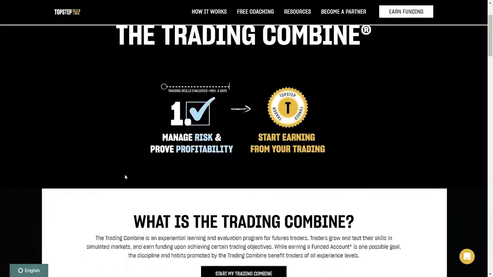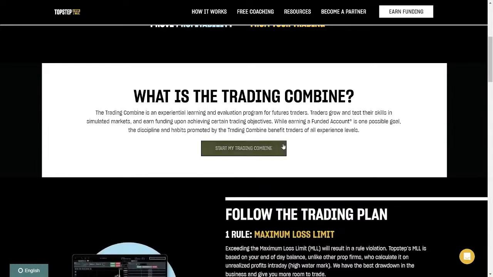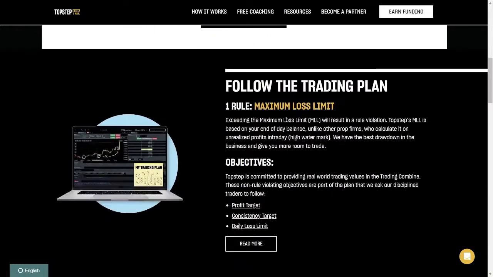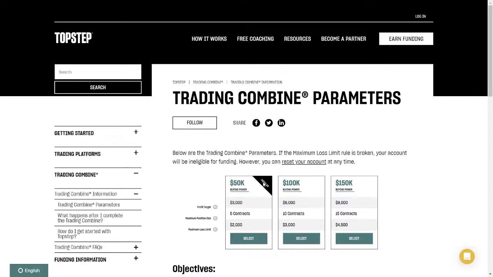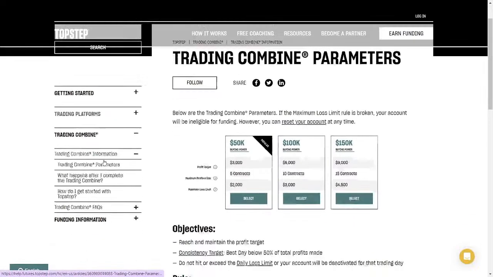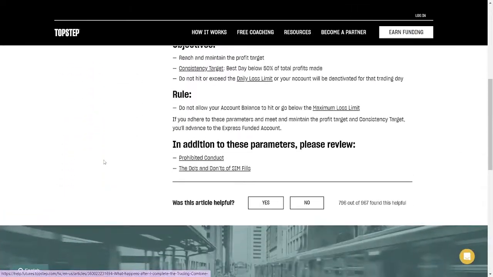This will take us over to a little bit more about their trading combine and their max loss limit rule. They also give more information about profit target, consistency target, and your daily loss limit. When you click on read more, they have a very nice resource center that it takes you to. This is underneath the How It Works Futures Trading 101. They, again, have a very extensive amount of information.